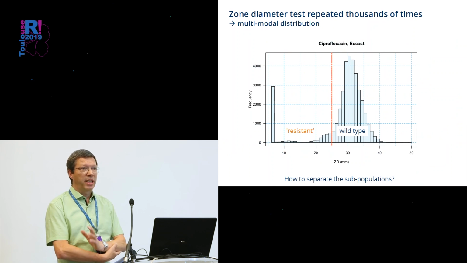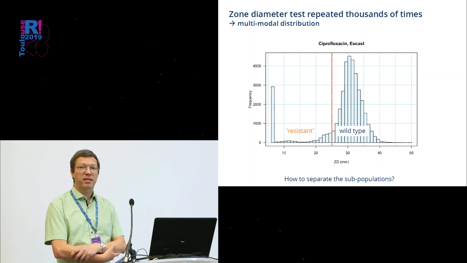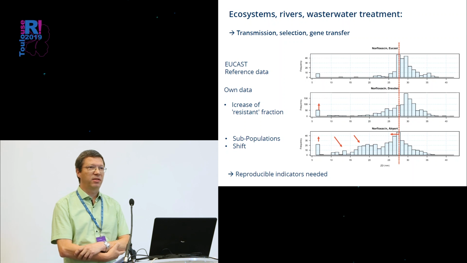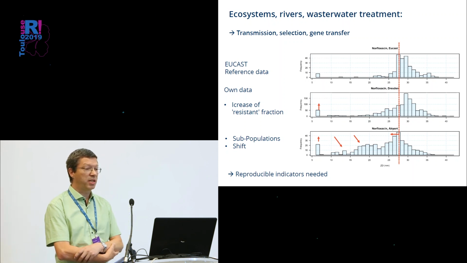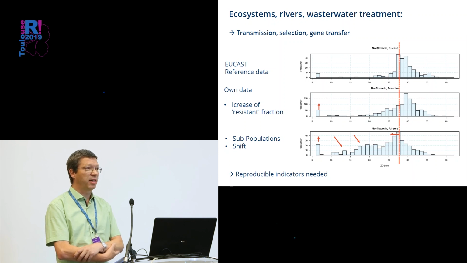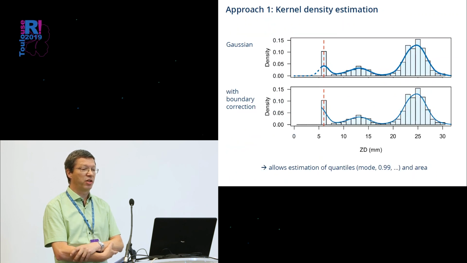So the clinical community is almost only interested in subdividing the so-called wild type from the rest, because this determines if we can apply an antibiotic and in which dose. But we as environmental scientists are also interested in separating substrains. And here you see data from the environment. The bottom is from an airport. You see an increase of antibiotics, especially in the intermediate, so slightly resistant subpopulations, and you see a shift.